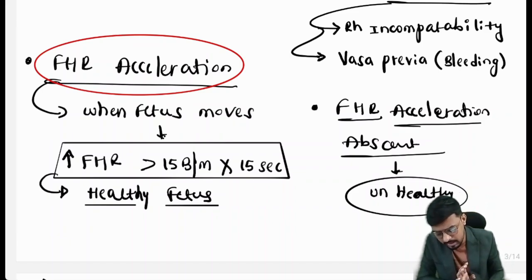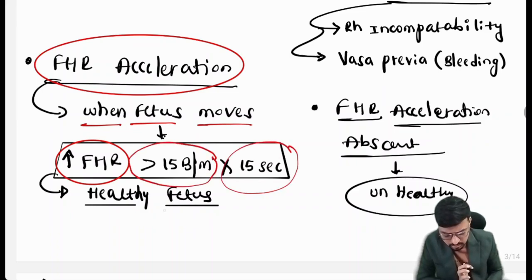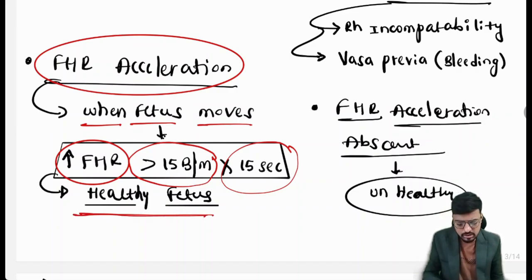So fetal heart rate acceleration means when the fetus moves inside, the fetal heart rate increases. How much does it increase? By 15 beats per minute for 15 seconds. That indicates a healthy fetus. So these are the normal components of the non-stress test.